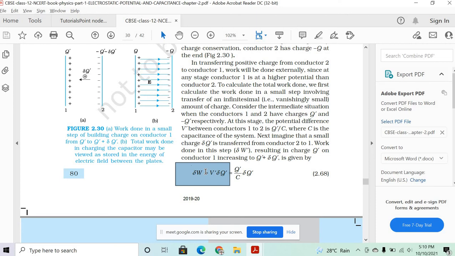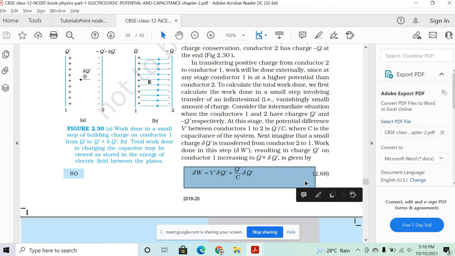Now let's understand this part. We know V dash delta q dash, and what is V dash at that point of time? V dash at that point is nothing but q dash by c, because we include the capacitance also. Capacitance is fixed, so we take q dash by c. So the first equation we got is q dash into delta q dash by c. Write down this part. Any doubts? This is the small work done to transfer an infinitesimally small amount of charge from one plate to another plate. Till how long do we have to do this?